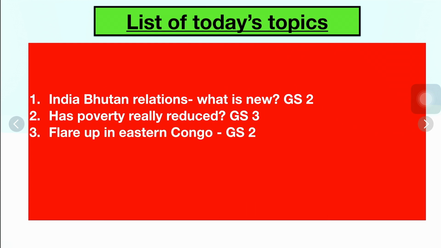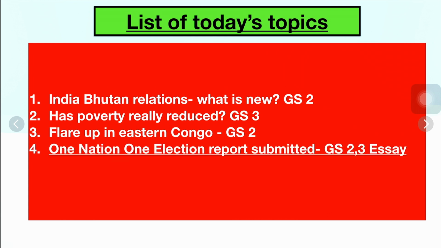Third is flare ups in Eastern Congo. It's a part of international relations. If there is another flare up in Eastern Congo, then it can be another challenge in front of the world that is actually dealing with the Ukrainian and Israeli conflicts.